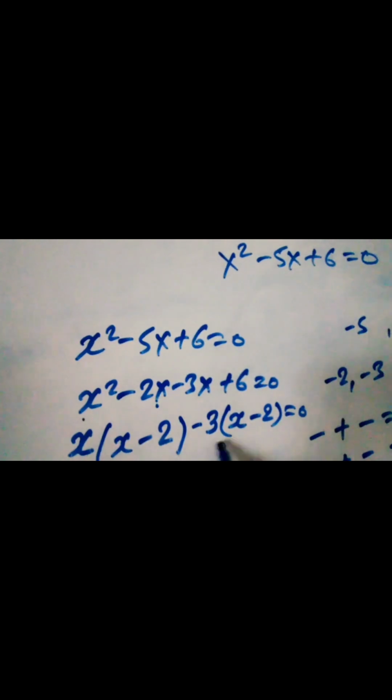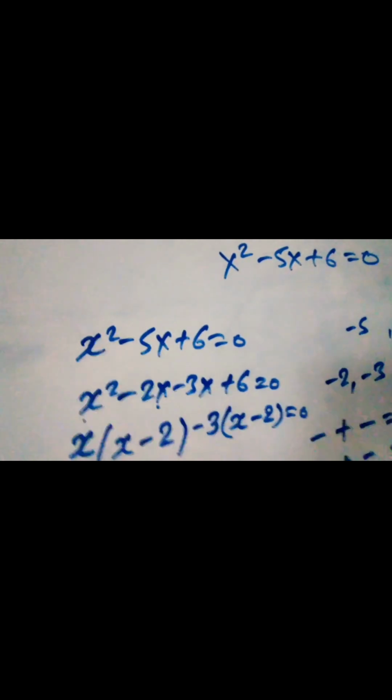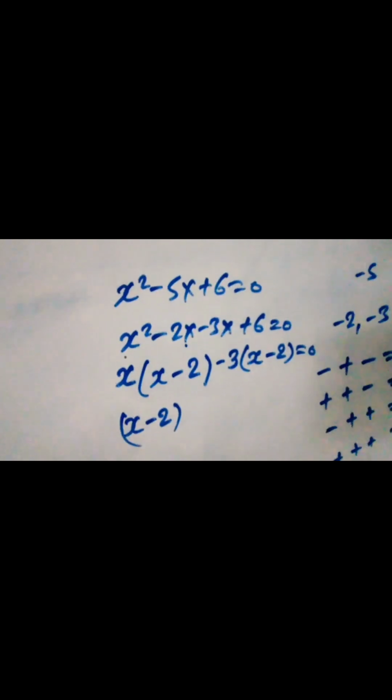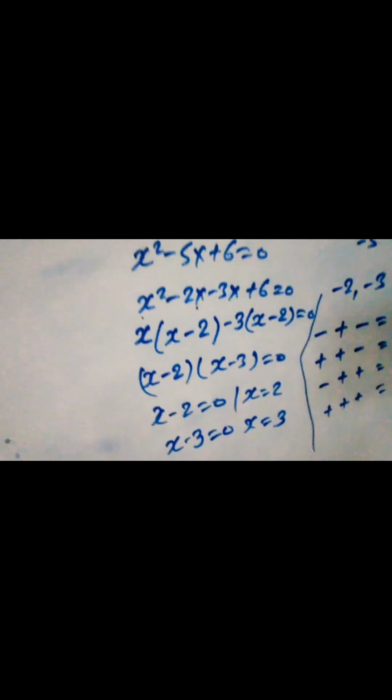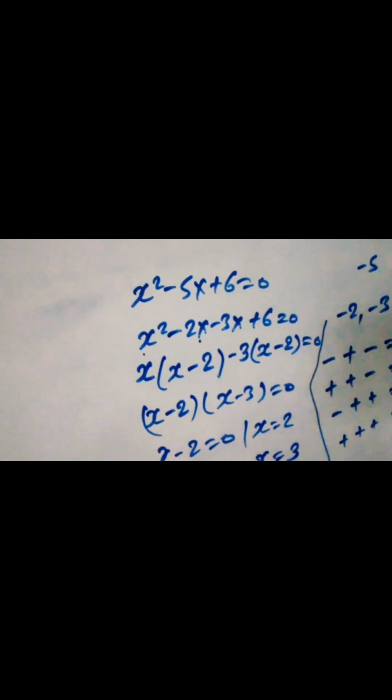Here both are common, so you take x minus 2 common, and here x minus 3 equals 0. Then x minus 2 equals 0 and x minus 3 equals 0. Here x equals 2, and here x equals 3. These are the two solutions of this quadratic equation, 2 and 3.